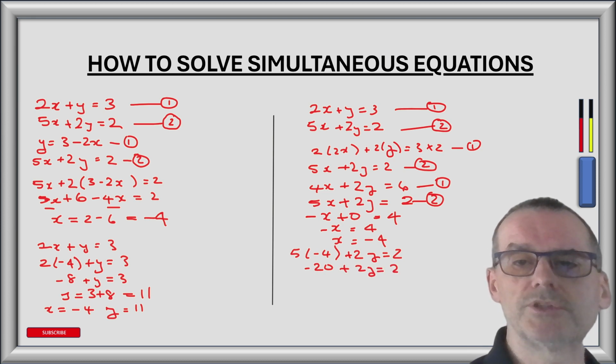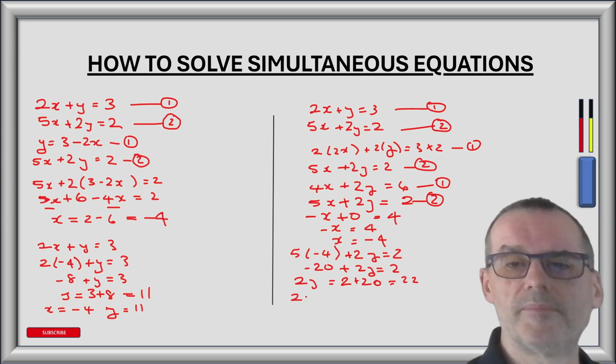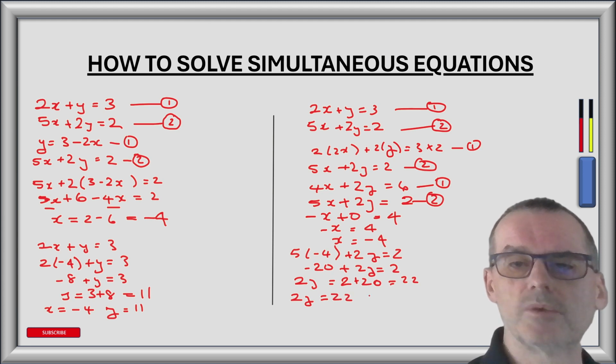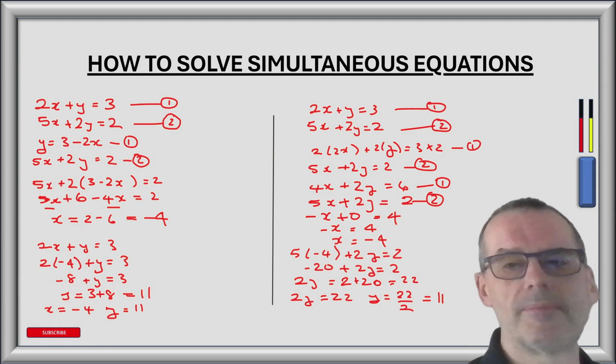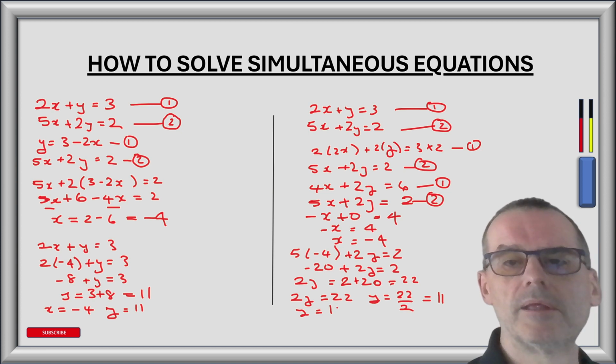So 2y is equal to, if we take negative 20 over to the right-hand side, it becomes positive 20. So 2 plus 20 is equal to 22. So 2y is equal to 22, so y is equal to 22 divided by 2, which is equal to 11. So we have y equals 11 and x equals minus 4.